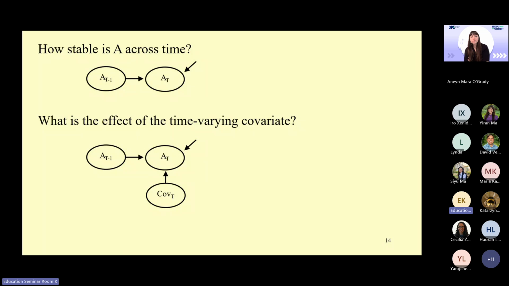We start with 2 really basic models. The first is an autoregressive model in which we look at whether A is stable over time. So A at the previous time point predicts A at the concurrent time point. And then we include the next model. We include a covariate that is time varying also at the time point T, and of course all the other time points as well. So stability over time and covariate effects over time.